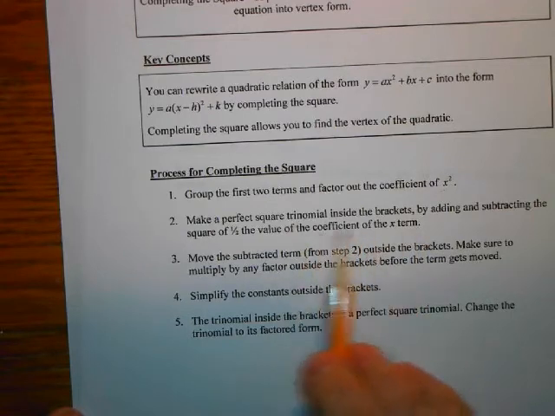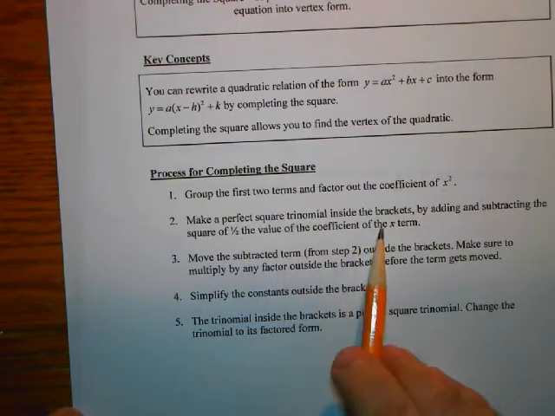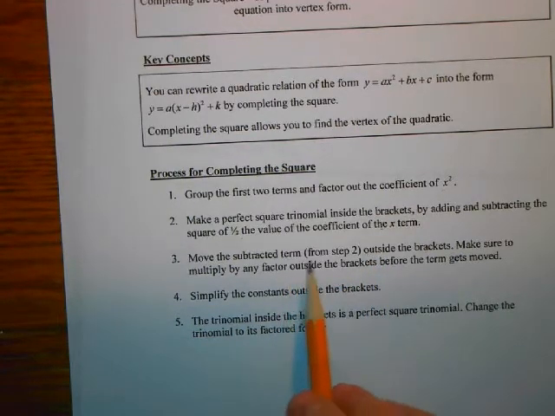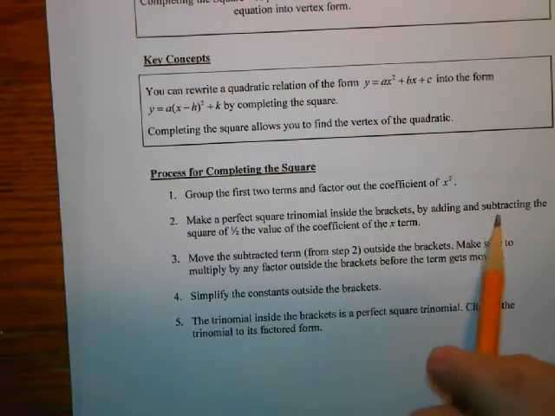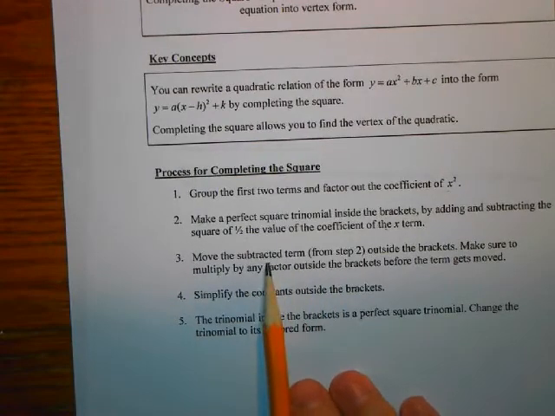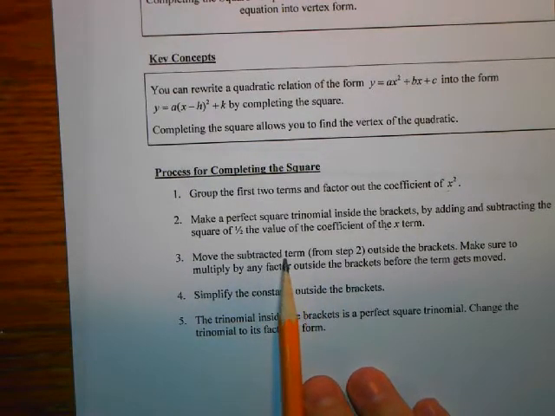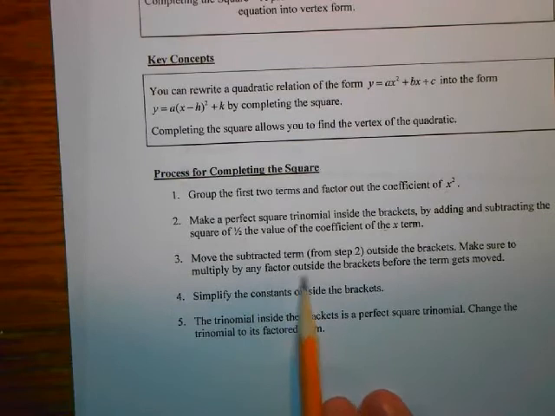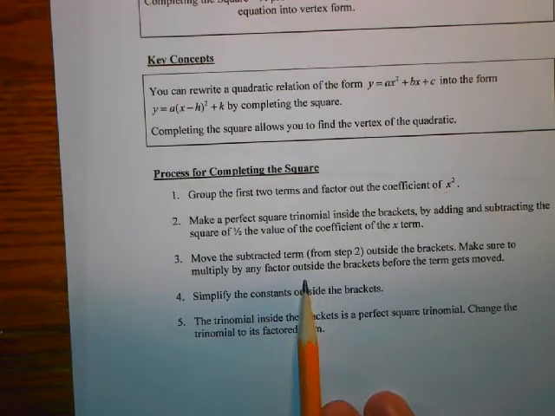Well, I'll start over here. You take half the value of the coefficient of the x term, and then you square that, and then you add and subtract that value inside the brackets. Okay? And notice whenever you square a number, you always get a positive. So you're always adding and subtracting a positive value. Then the next step, the taking out the garbage step: move the subtracted term, the one that you put in there to temporarily correct for adding the term you really want, outside the brackets. Make sure to multiply by any factor outside the brackets like we had to do with the 2 in the last example.